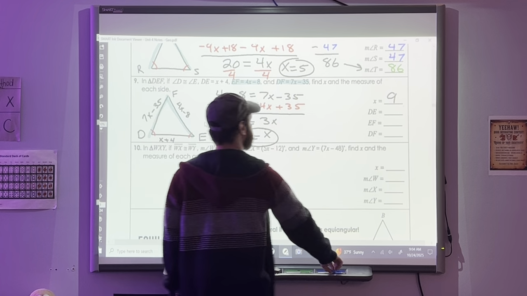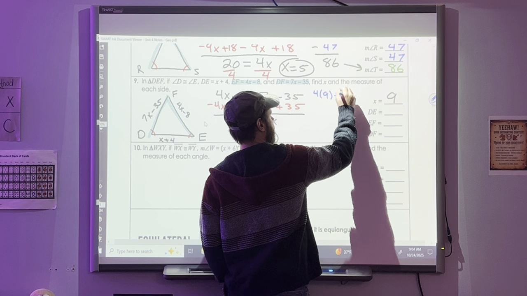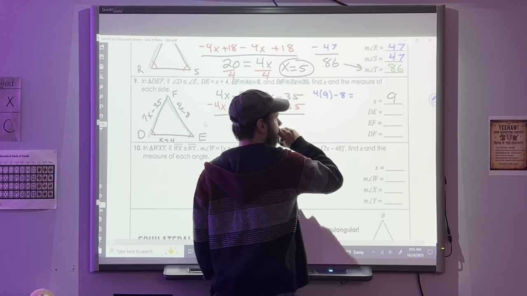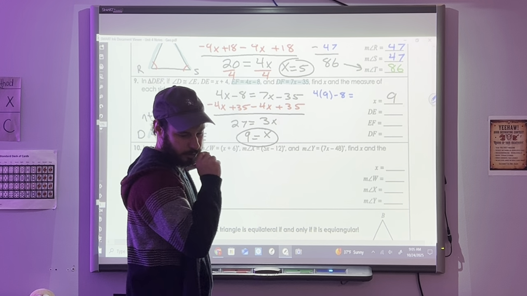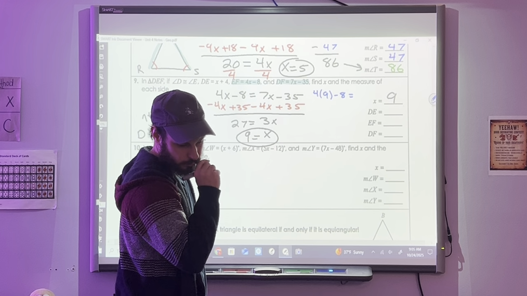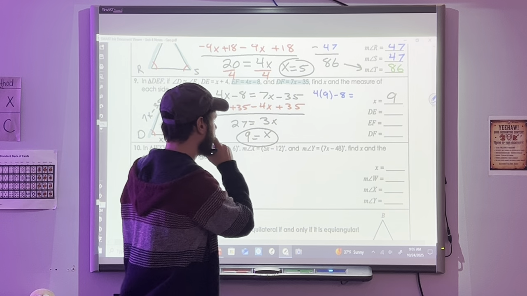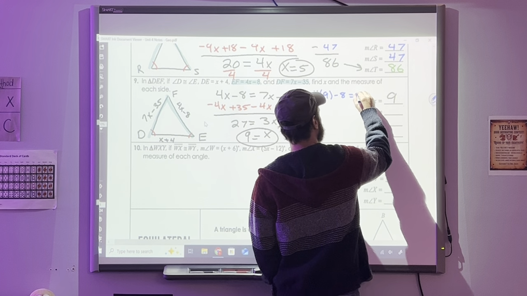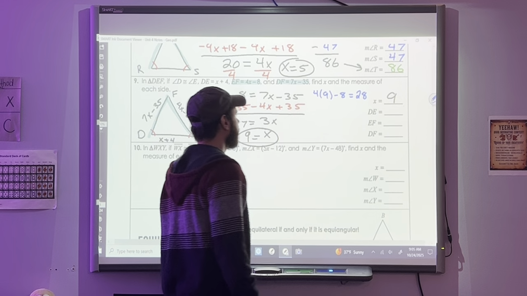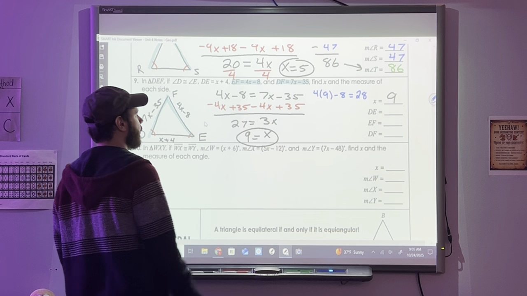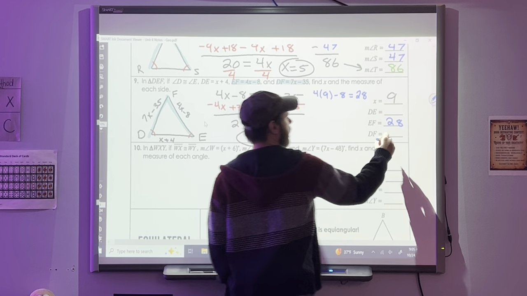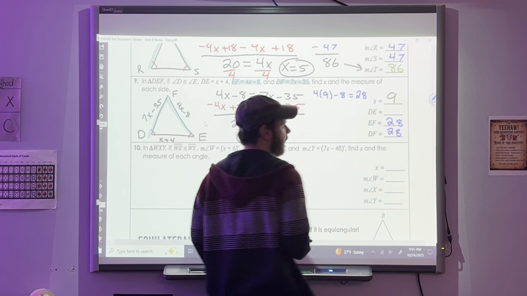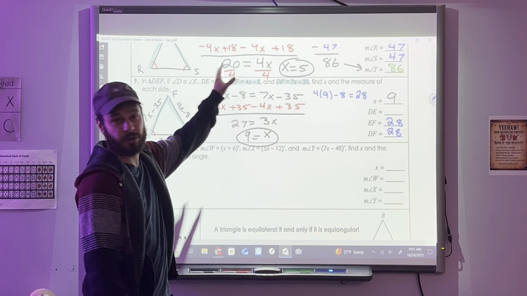4 times 9 minus 8 is 28. Yes, again, now I'm checking my notes all the time. Yeah, 28. So that means EF is 28 and DF is 28.